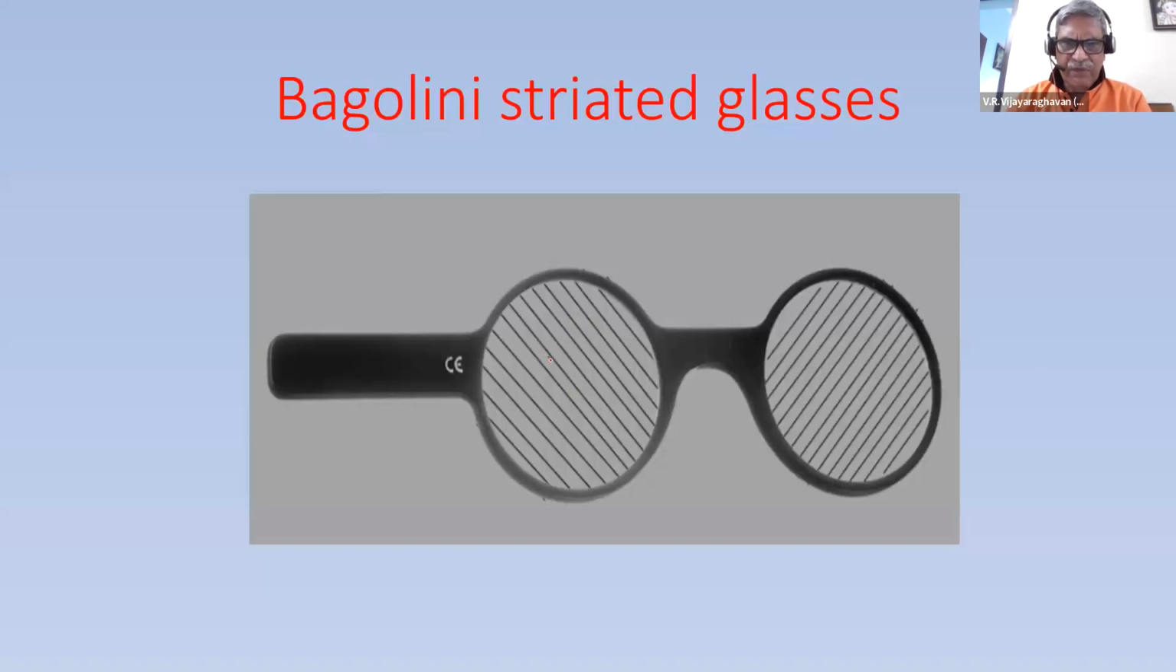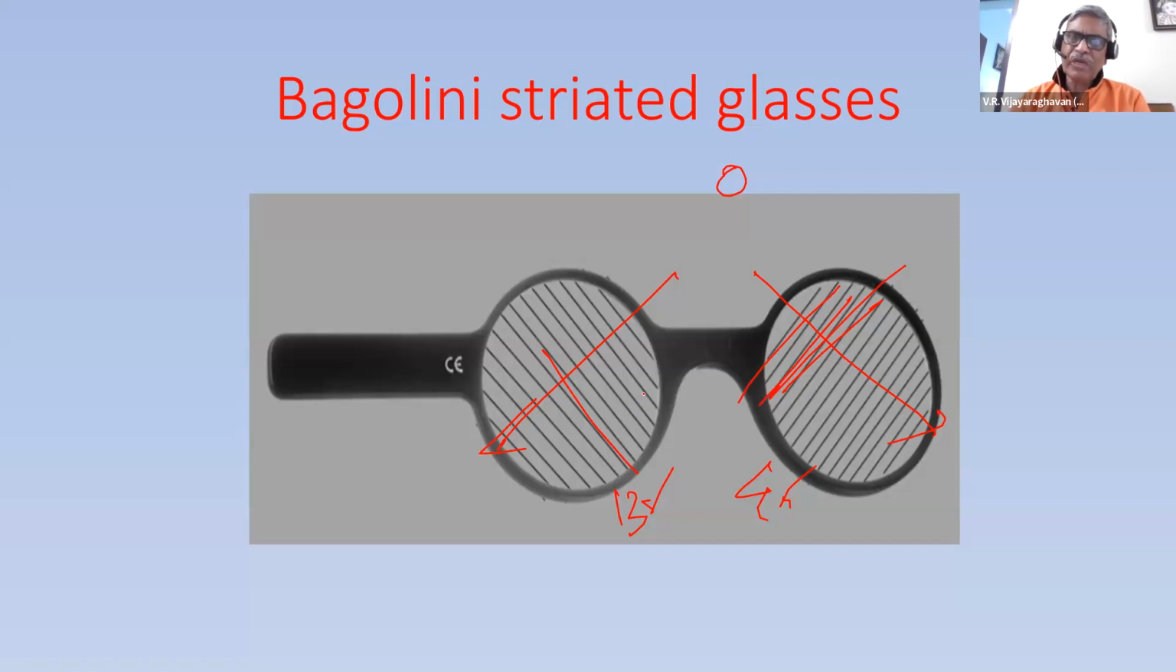Imagine this one is at 135-degree orientation, and here it is about 45-degree orientation. When a light is seen through that, you can see a line. Because it's 135, I can see a line like this, and here I can see a line like this, always perpendicular to the orientation of the lines in the glass.